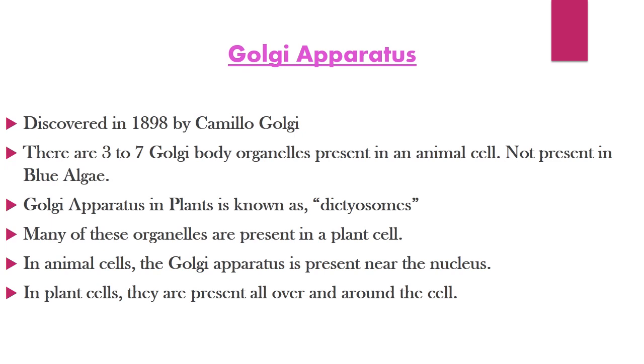Next one is the Golgi apparatus. It was discovered in 1898 by Camillo Golgi. There are 3 to 7 Golgi bodies present in an animal cell, but not present in BGA, blue-green algae. The Golgi apparatus in plants is also called dictyosomes. Many of these organelles are present in a plant cell. In an animal cell, the Golgi apparatus is present near the nucleus. In plant cells, they are present all over and around the cell.